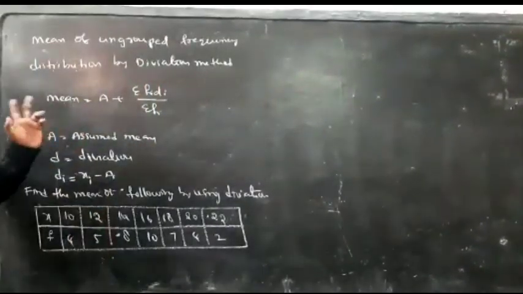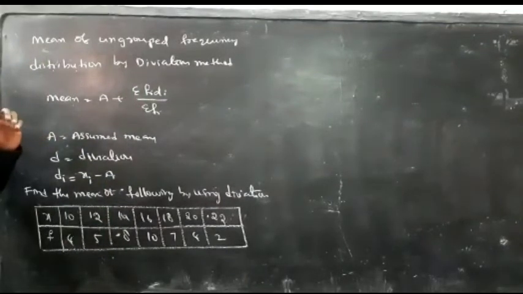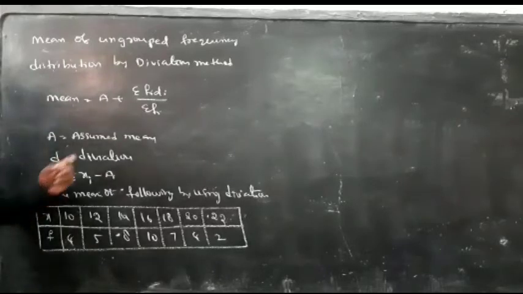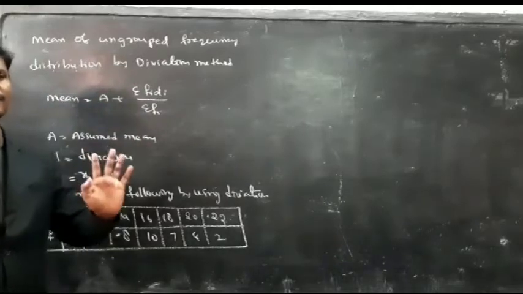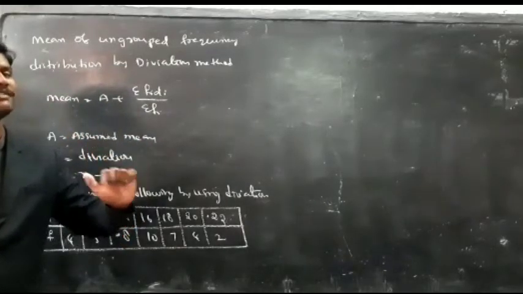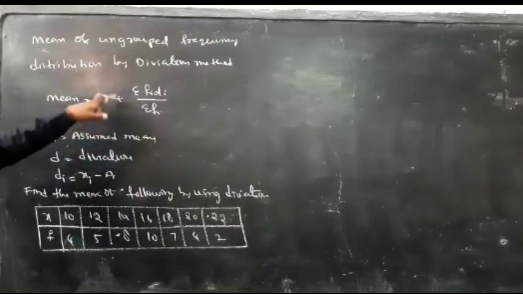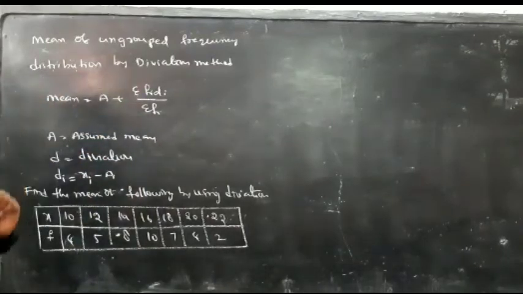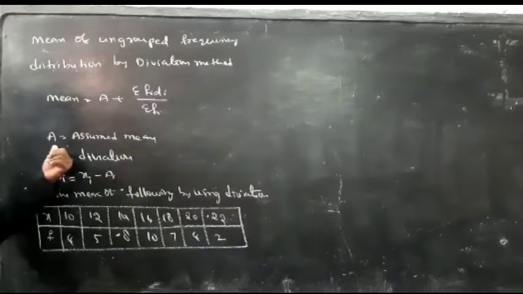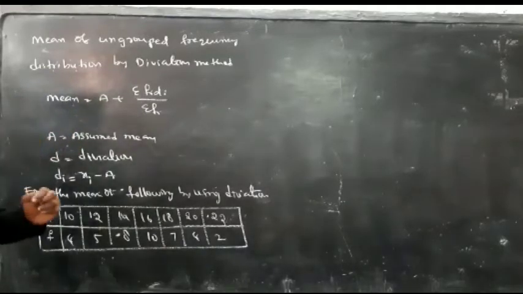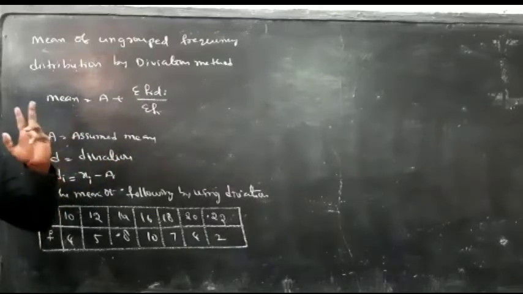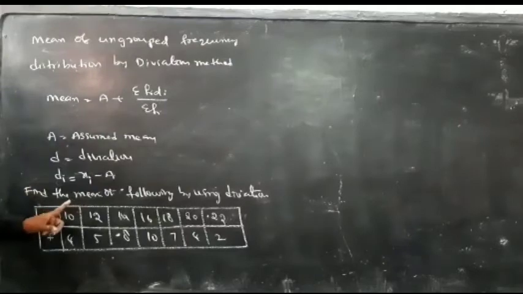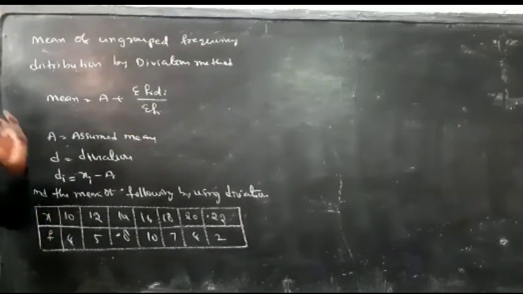Next, mean of ungrouped frequency distribution by using the deviation method. In the deviation method, what is the formula to find the mean? A plus sigma fi di by sigma fi. In this, what is the meaning of A? A is assumed mean. d is deviation. To find d, the formula is xi minus A.